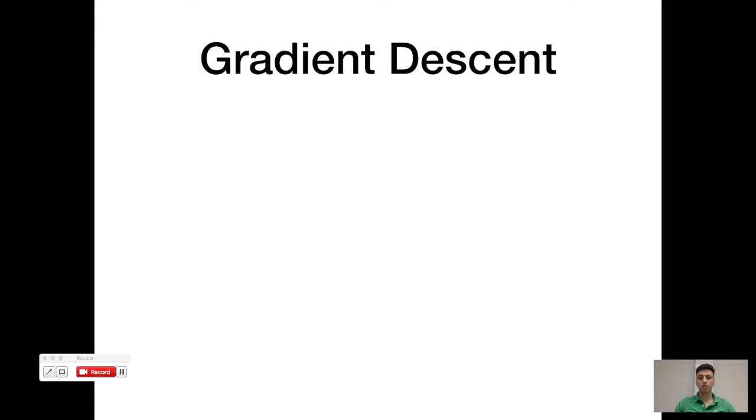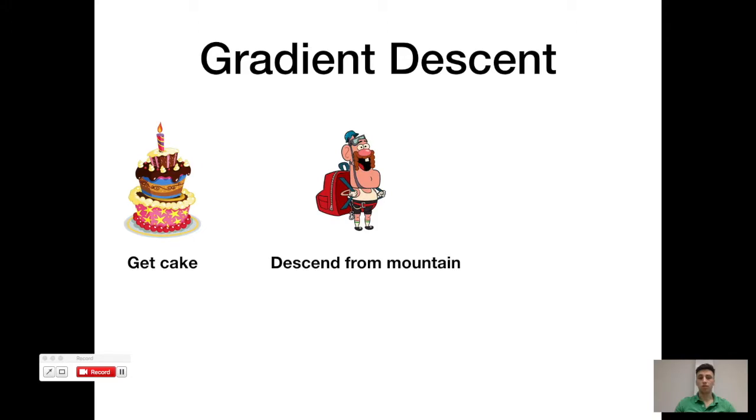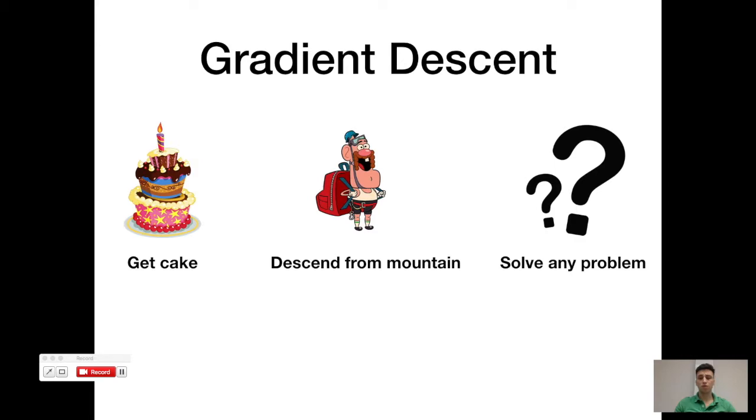So let's look at the problems we just solved. First problem, to go and get the cake. Second problem, to descend from the mountain. And now, just think about any problem that you can solve with machine learning. Let's see how we solved these problems. In the case of the cake, we minimized the distance to the cake. In the case of the mountain, we minimized the height.